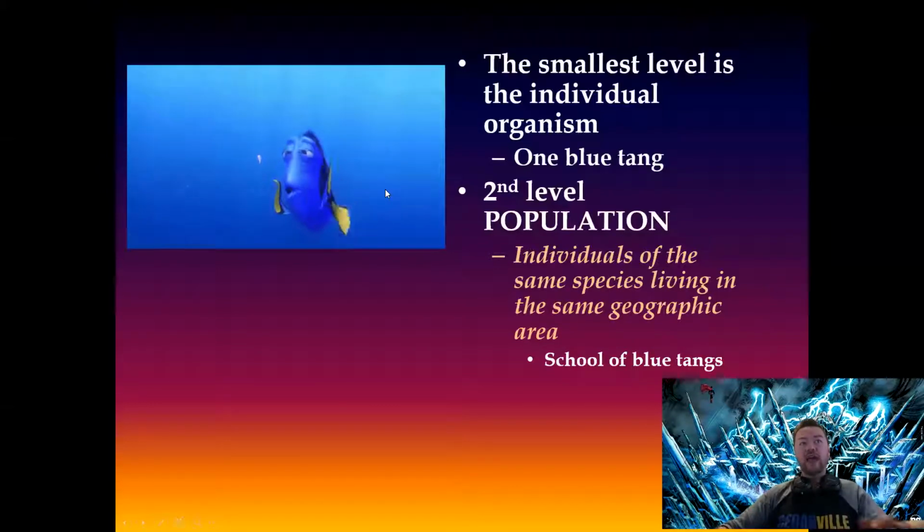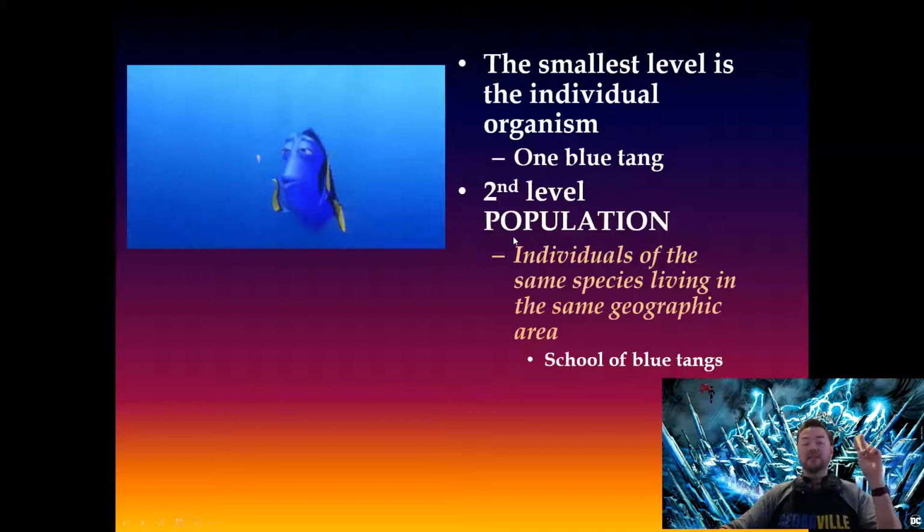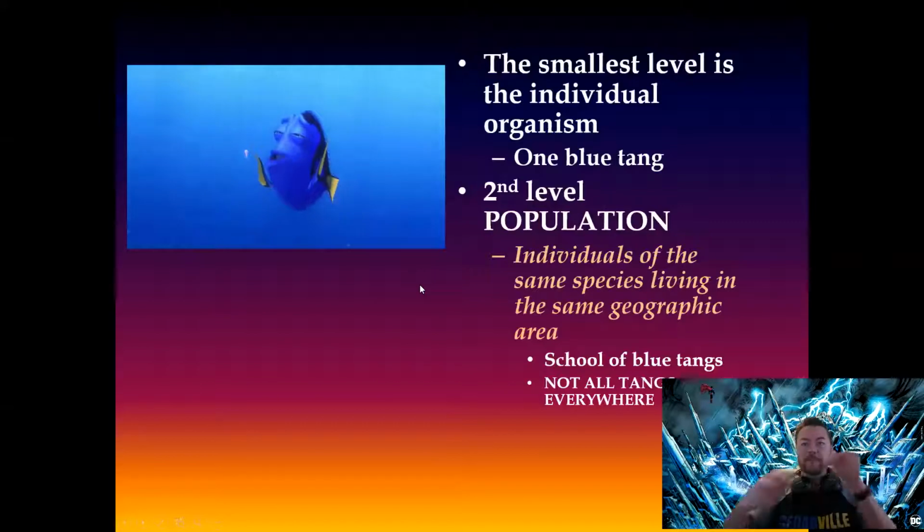So you can look at a school of blue tangs, and that would be one population. All those blue tangs will compete for the same resources. They'll compete for food, they'll compete for space, they will compete for mates. So I think that was 3, yeah.